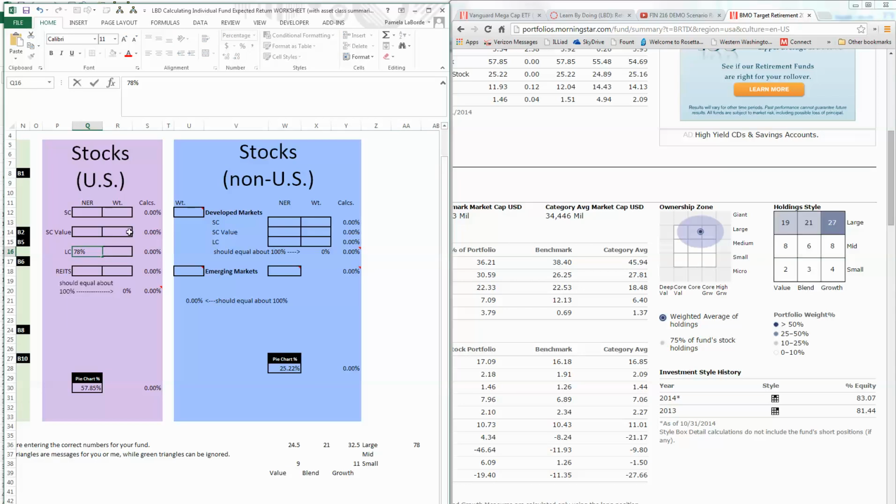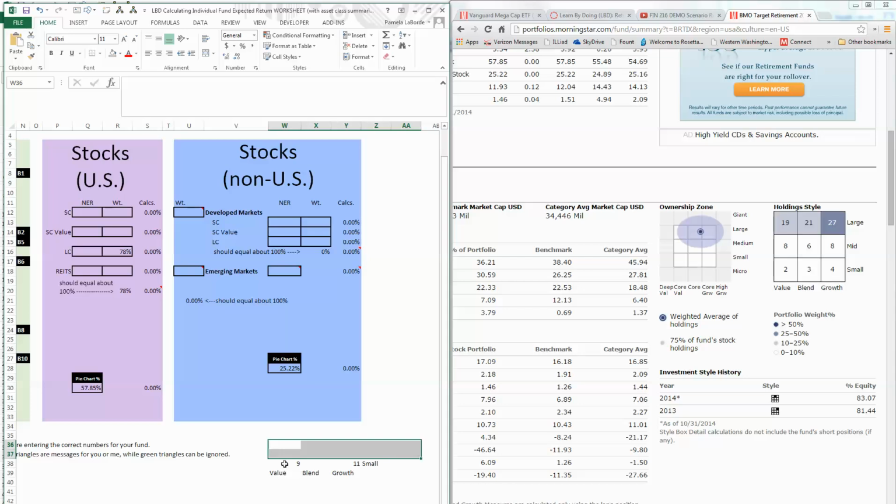Make sure a percent sign is after that. It'll either automatically pop up or you'll have to type it in if it doesn't. Oops, and that's in the wrong cell, sorry. Let me get rid of that percent sign. It actually goes here in the weight category. So of all the equities that they have in U.S. stocks, 78% are what I will consider large caps. I'm just going to delete these. I don't need that information anymore.